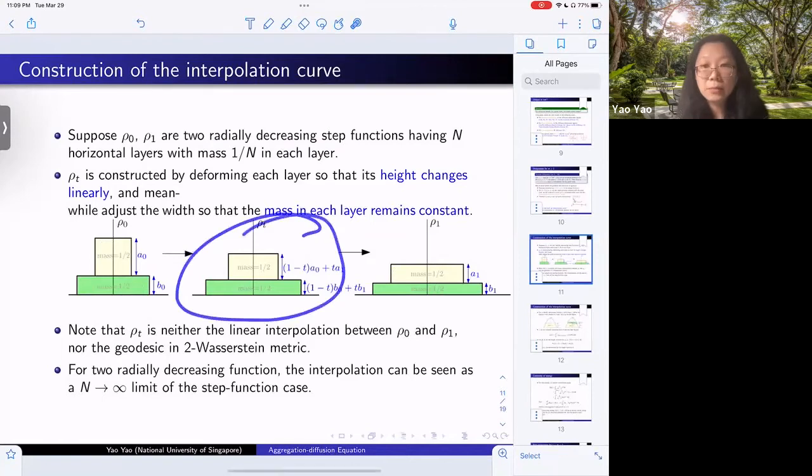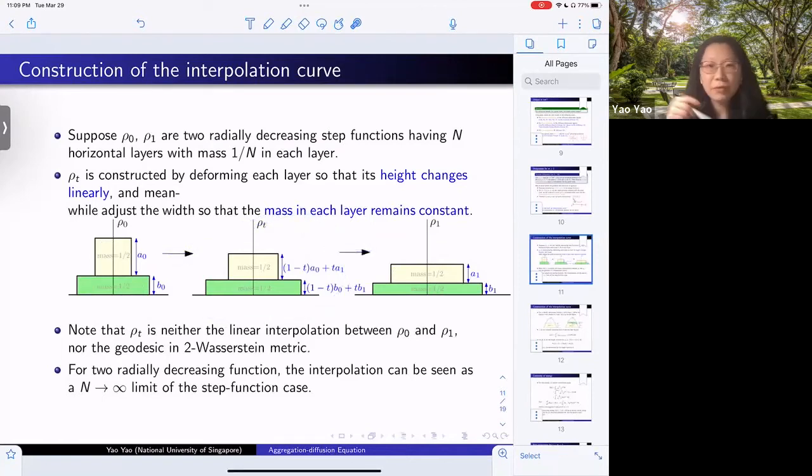Okay, so in order to construct an interpolation that goes from rho 0 to rho 1, we define it in the following way. We still want the middle step to remain with this step function structure with mass 1/2 and 1/2. And for each layer, we want the height of that layer to be changing linearly from left to right. So the height of that layer is a linear function, which means that the width function will have no choice but to adjust itself automatically, right? Because the mass is fixed, the height is prescribed, so the width has to be, well, whatever it is. Because the mass remains constant, this is our constraint. Notice that this weird interpolation is neither the linear interpolation between the two of them, nor the geodesic in the two-Wasserstein metric. So to our best knowledge, we haven't seen people doing this interpolation in the literature.